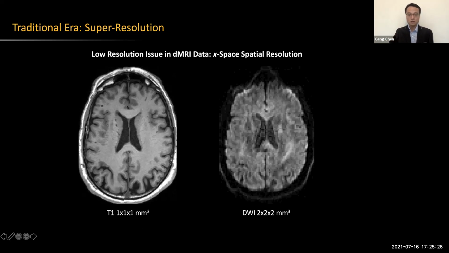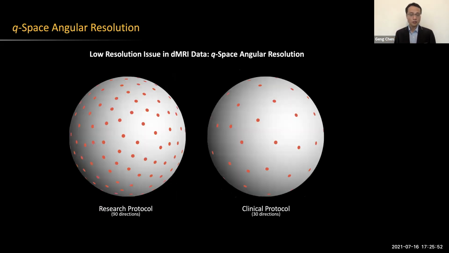The right one is a diffusion weighted image acquired from the same subject, and the resolution is 2 millimeter isotropic. So we can see that the resolution of the diffusion weighted image is much lower than that of the T1 image. The low resolution issue could introduce partial volume effect, which also reduces the reliability of subsequent analysis. Another drawback is the low resolution in Q space. In a clinical setting, because of limited acquisition time, we can only acquire around 30 directions per shell.